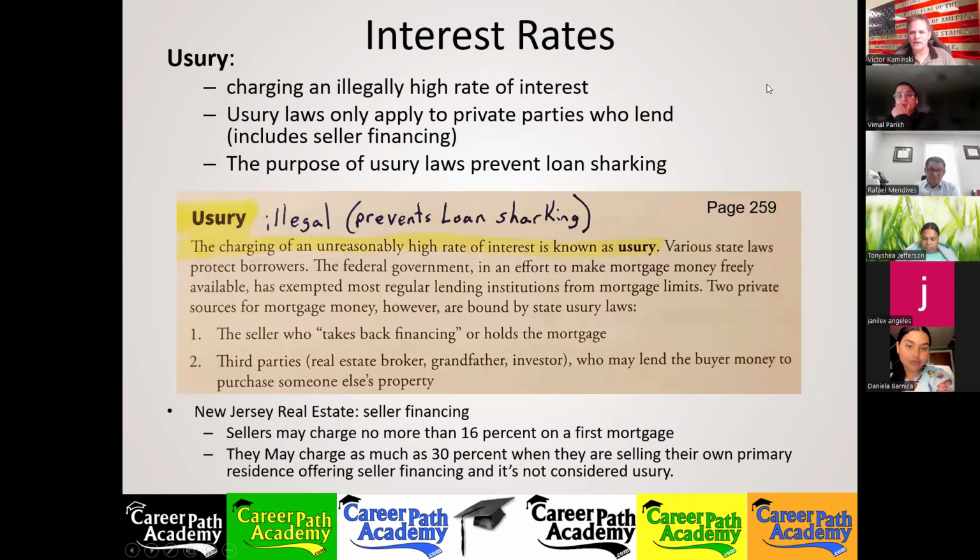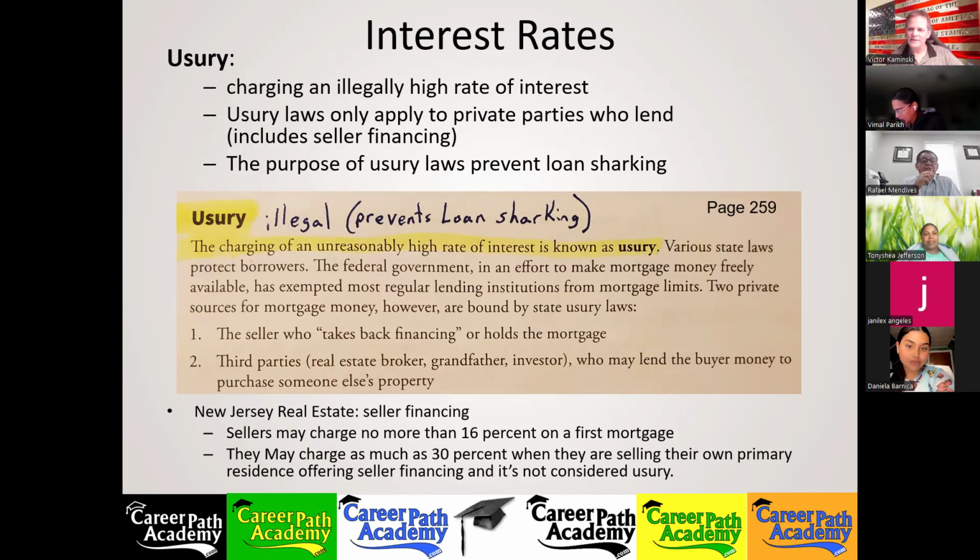What's loan sharking? That's the puzzle about usury that I see on your face right now. So what is loan sharking? All right. You guys know what the mob is, right? The mafia, the mob. Mafioso. You guys understand what the mafia is?